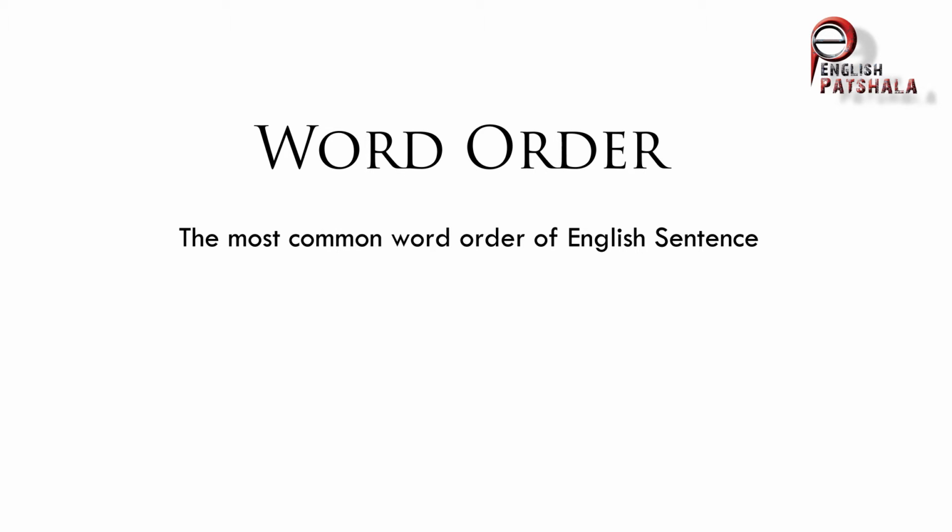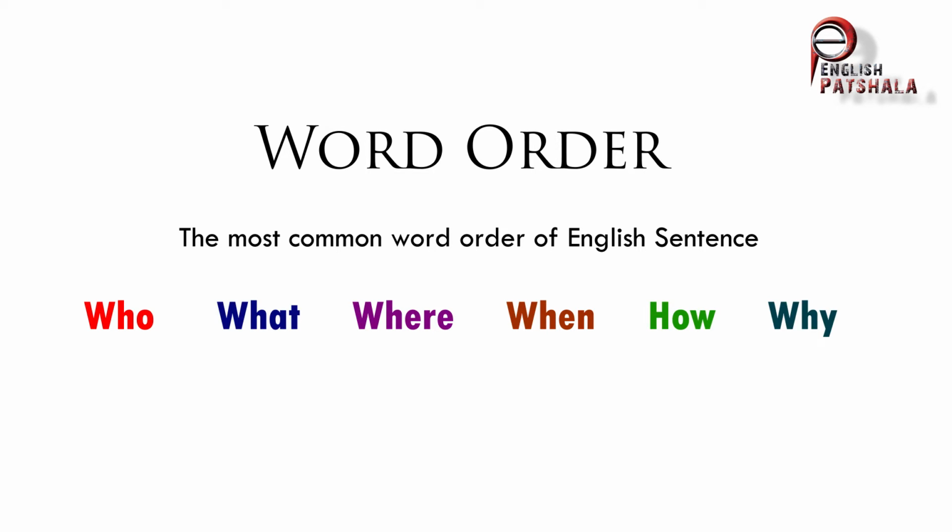Word order. In today's lesson we are going to talk about sentence structure. The most common word order of English sentence is who, what, where, when, how, and why. As we know, when a native speaker produces a sentence in speaking as well as in writing, they always follow these elements to produce a sentence.